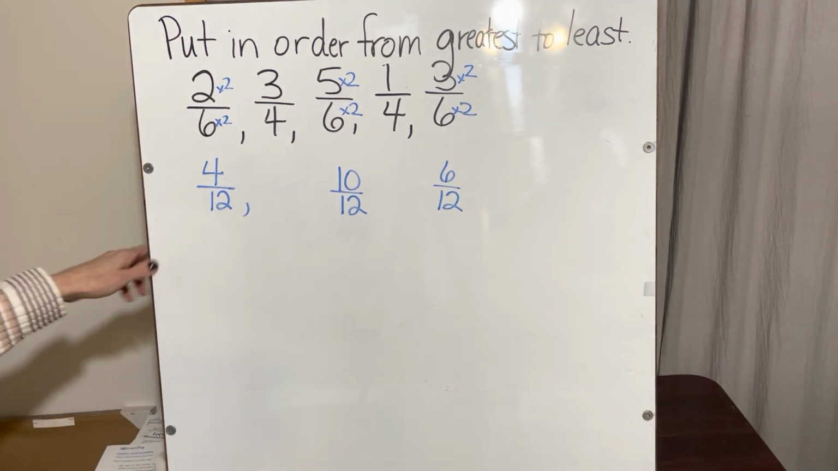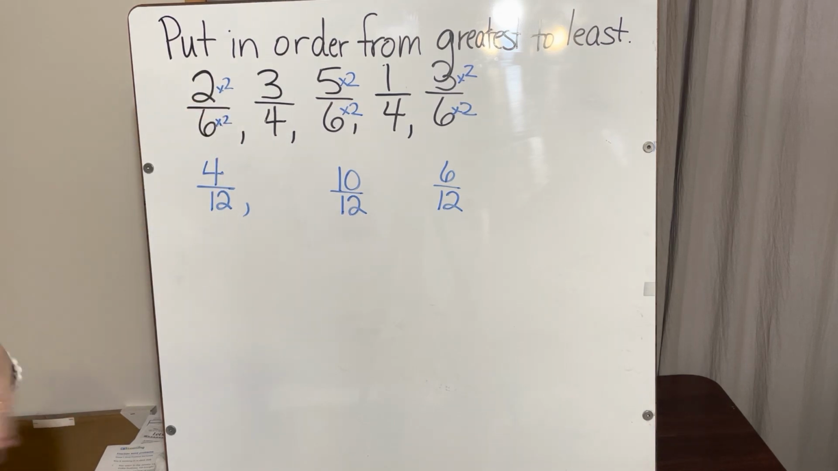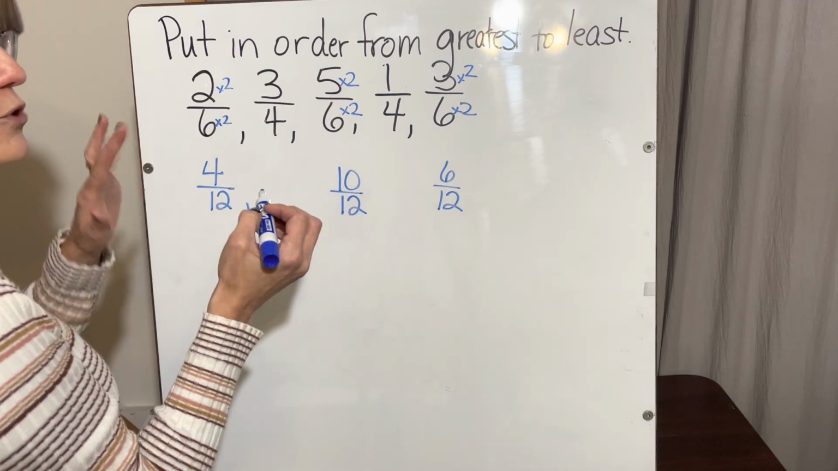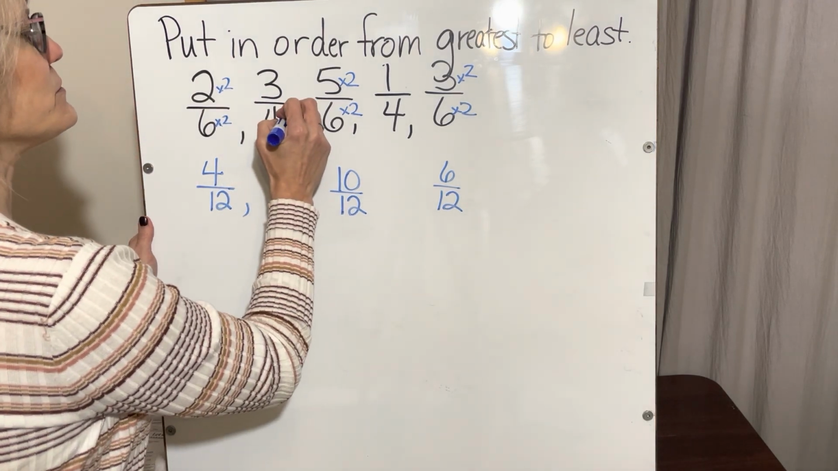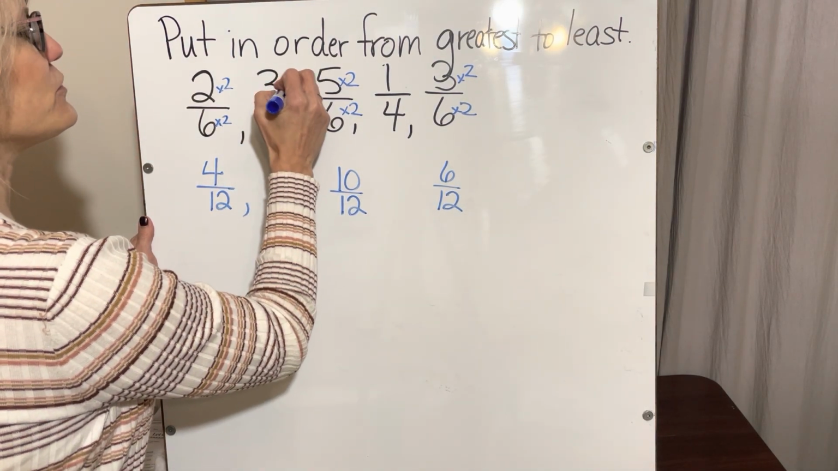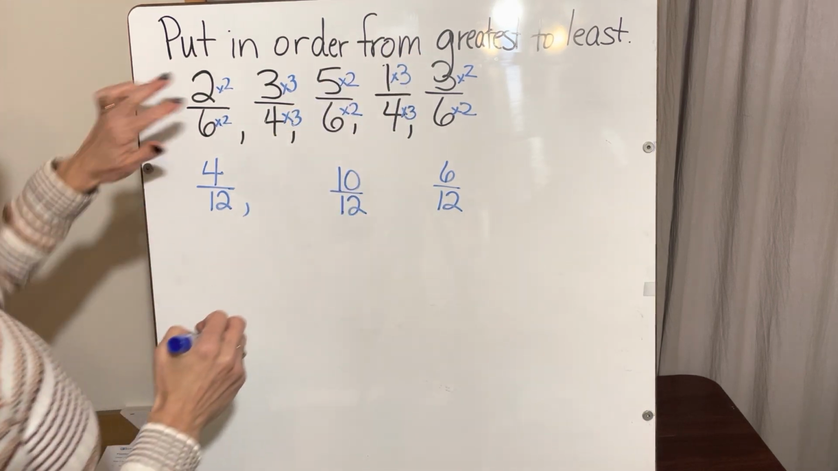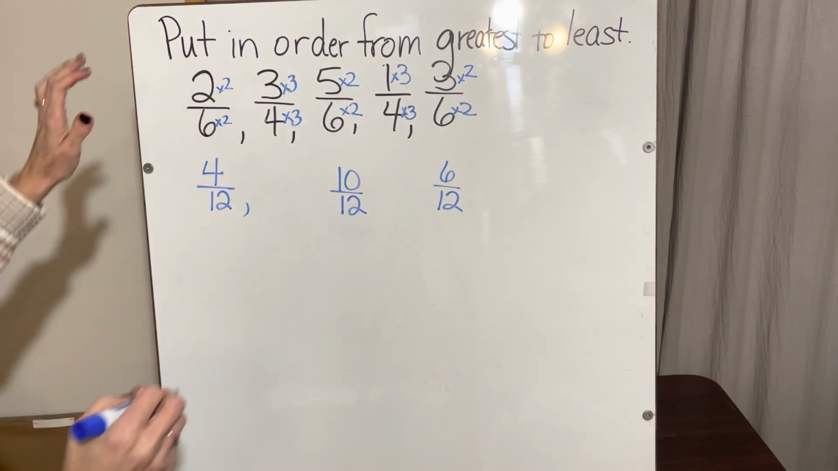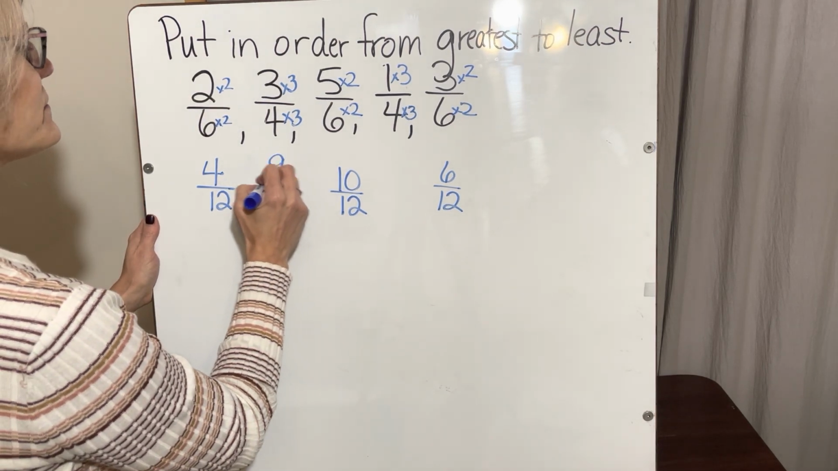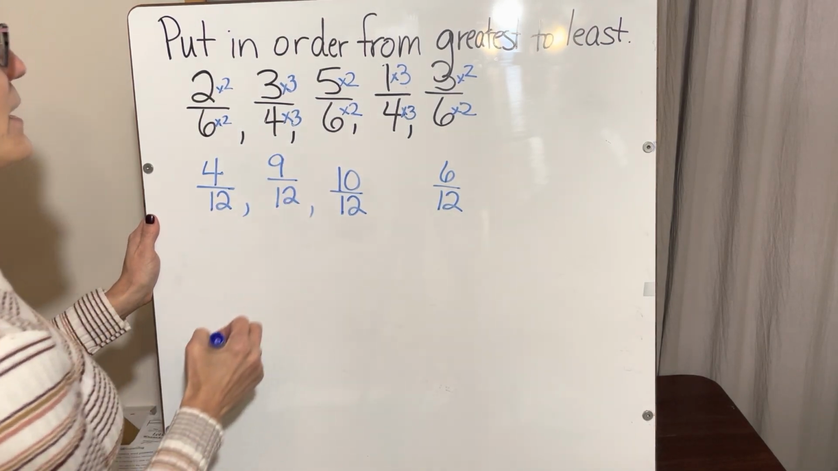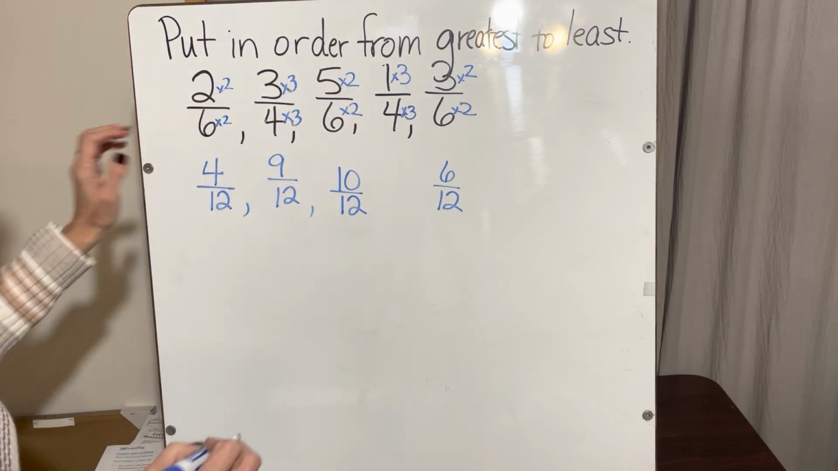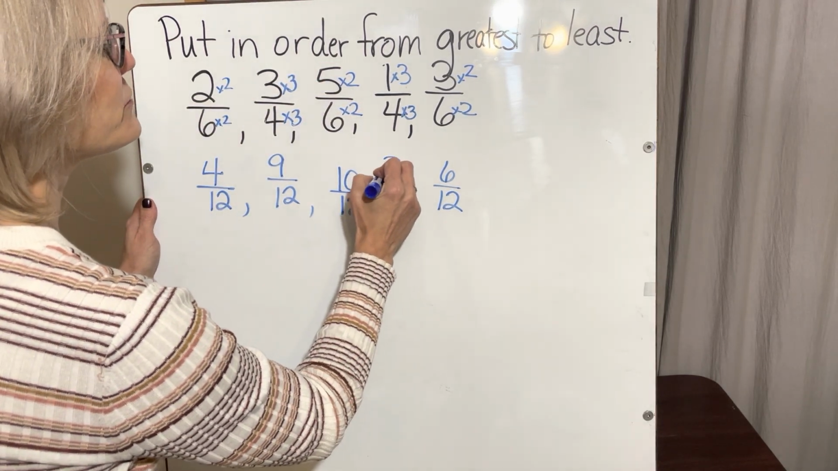All right, now I have to determine how many times do I count by 4 to get 12. Well, I count 4, 8, 12, which would be 3 times. So I multiply my numerators and my denominators times 3. Now for 3 fourths, my equivalent fraction would be 9 twelfths. And then for 1 fourth, my equivalent fraction would be 3 twelfths.